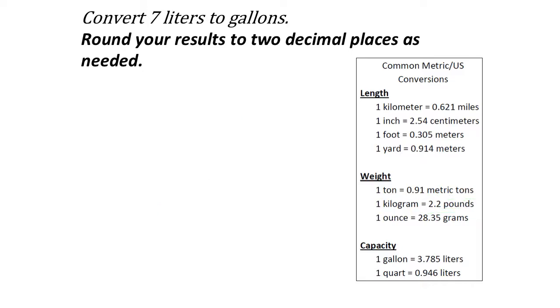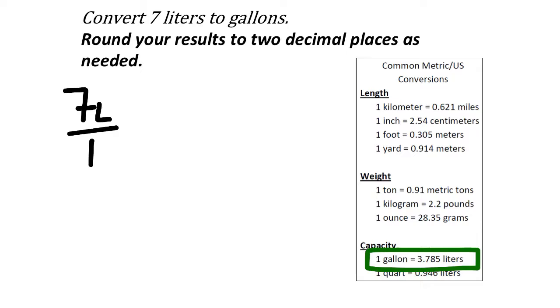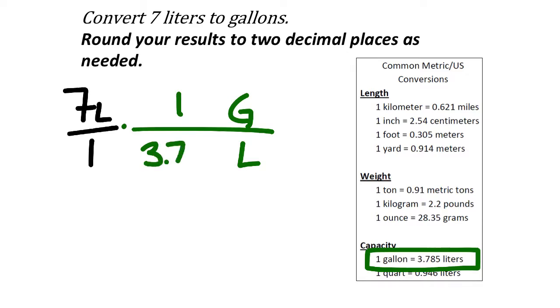All right, convert 7 liters to gallons. So this should be a capacity question. So I look at my capacity here, and yes, again, this is very nice because we do have a straight conversion factor for gallons and liters. So this one starts with 7 liters. I'll write it over 1. We're going to use our conversion factor with liters in the denominator, gallons in the numerator. This conversion factor shows 1 gallon is 3.785 liters. So the liters do cancel out like we would with a fraction multiplication.